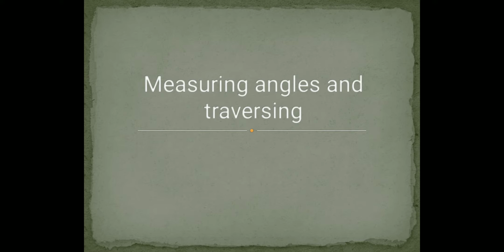Today we are going to see about measuring angles and traversing in theodolite. In measuring angles, we are going to see three methods: general method, repetition method, and reiteration method. And traversing is the second topic. So, measurement of horizontal angles involves three methods: general, repetition, and reiteration.